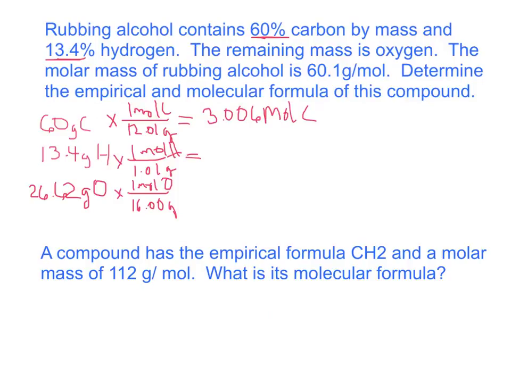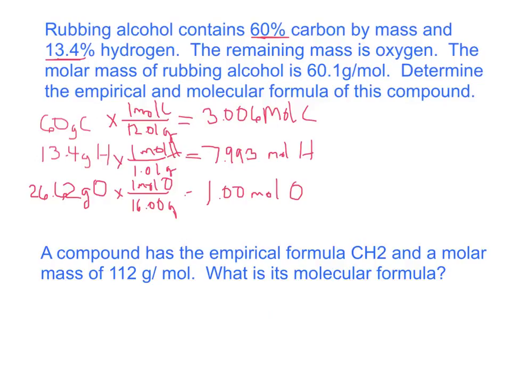And then the next one, carbon, is 7.993 moles. Hydrogen is 7.993 moles. And the last one is, of course, 1.00 moles oxygen. So if you take these numbers, they're all basically whole numbers. It's 3, 8, and 1.